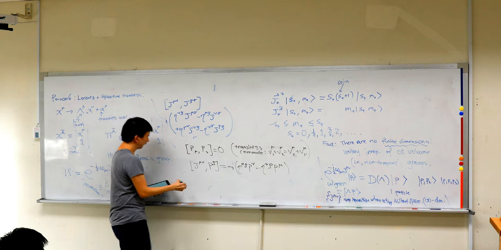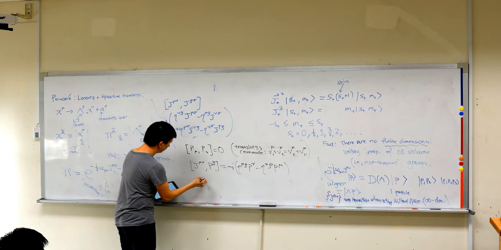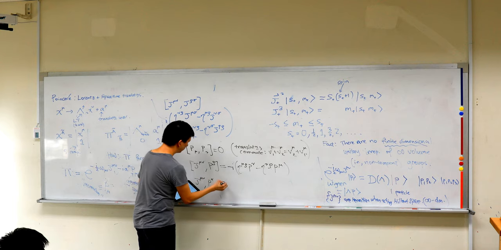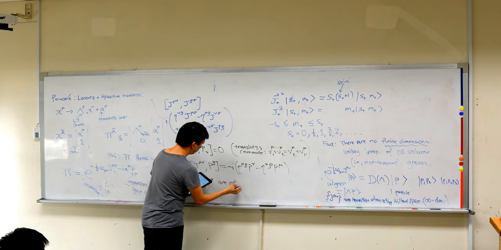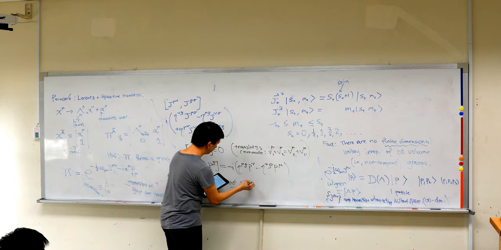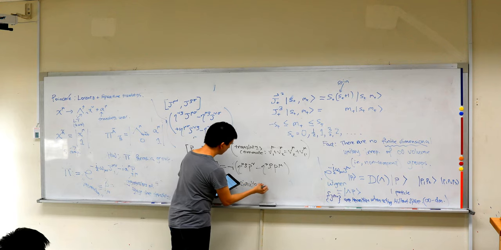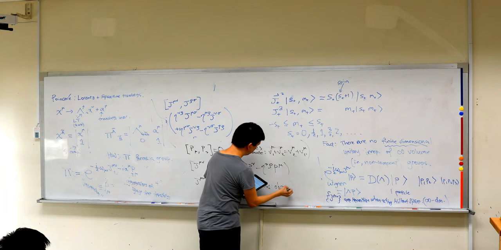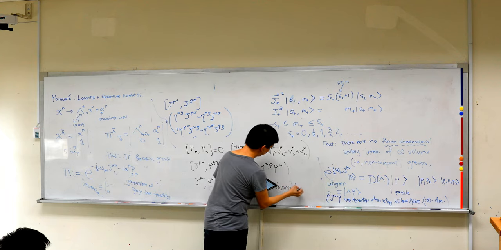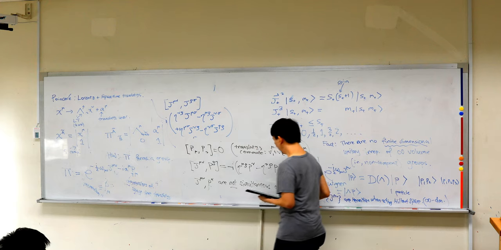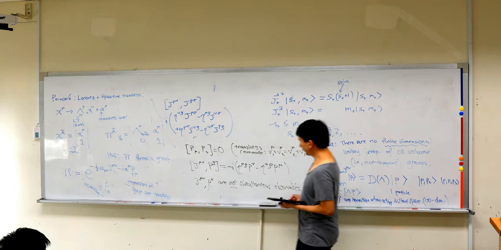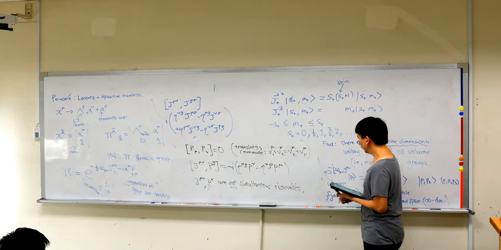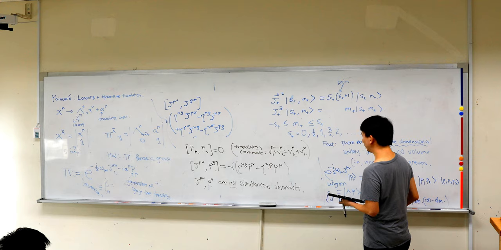Simultaneous observables, right? So J mu nu and P alpha are not simultaneous observables. And this is just a statement that they don't commute. Right? So what are the simultaneous observables?